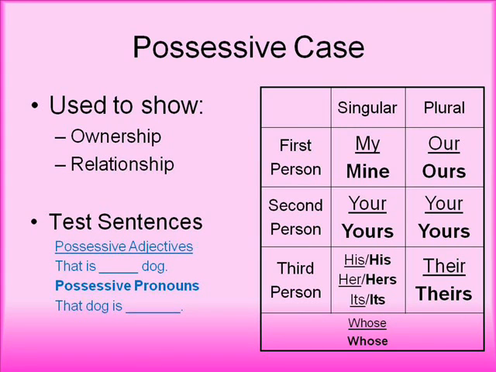Again, I just listed them separately here, both the singular and plural, first, second, and third persons. Again, they show ownership or relationship to, and our test sentences would be something like, this is my dog or their dog. That's when it's being used as an adjective, and notice that there's always going to be a noun right after it because adjectives need nouns. The other way they can be used is as possessive pronouns. That dog is yours. That dog is his. They're not acting as adjectives, they're just acting as pronouns then.